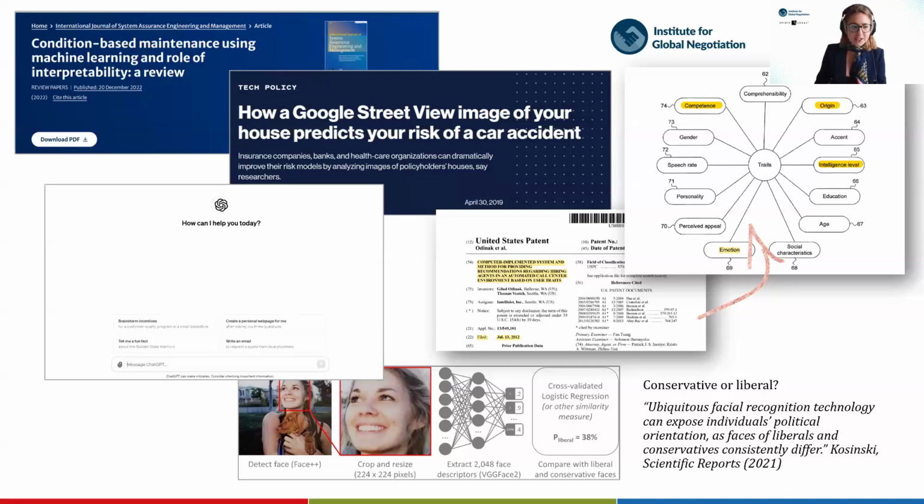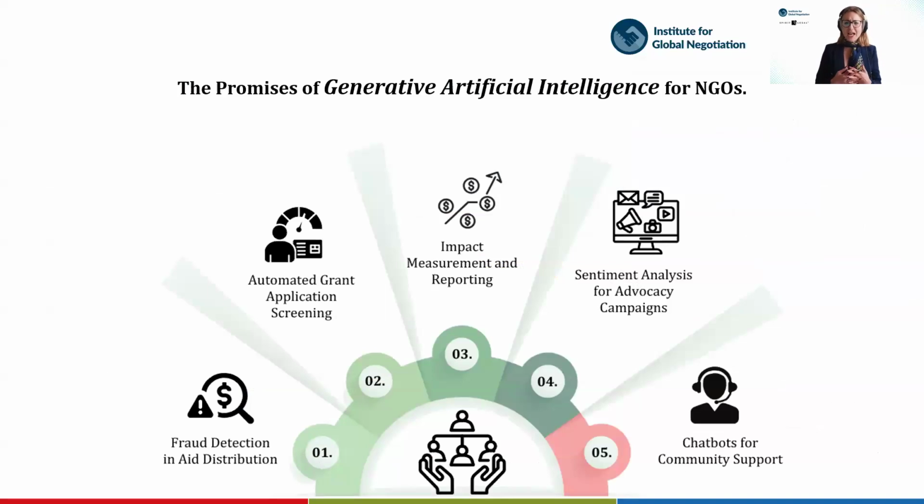And for this particular reason, Gen AI has made a whole bunch of promises, not only for NGOs, but basically for companies anywhere. Everything from fraud detection and aid, now I adjusted it to NGOs, so we have fraud detection and aid distribution, automated grant application, impact measurement and reporting, sentiment analysis, chatbots for community support, and you can name a whole bunch of other applications. For some of these, generative AI is better suited. For some of these, it's worse suited.